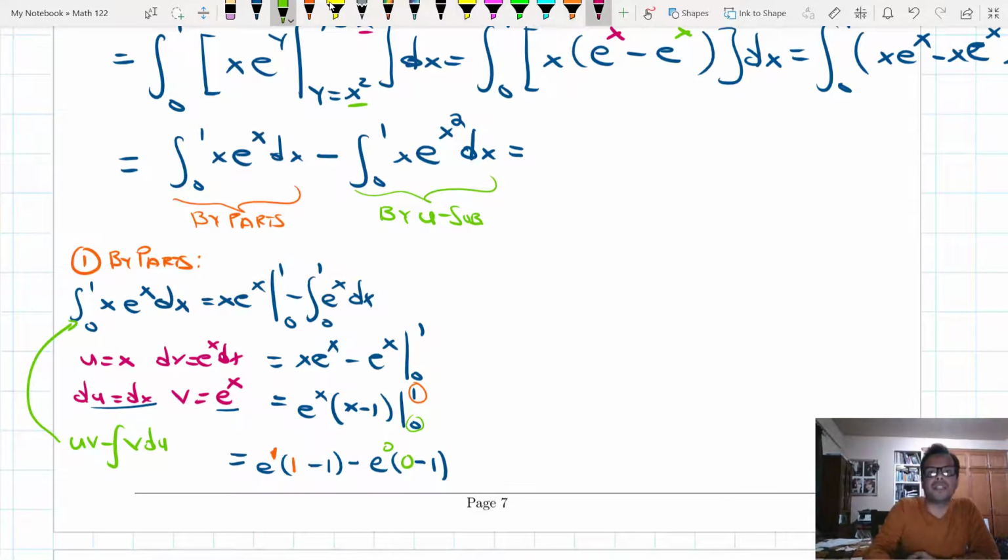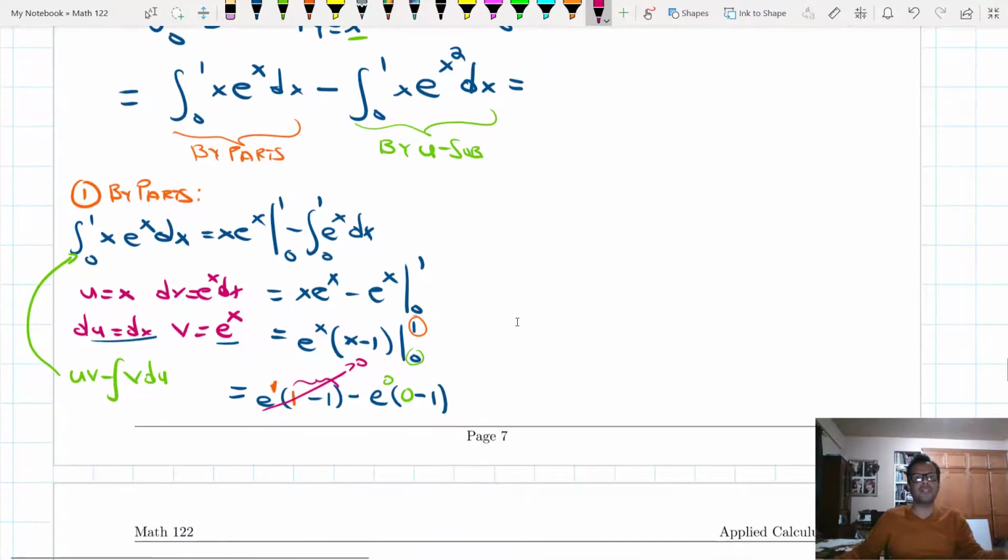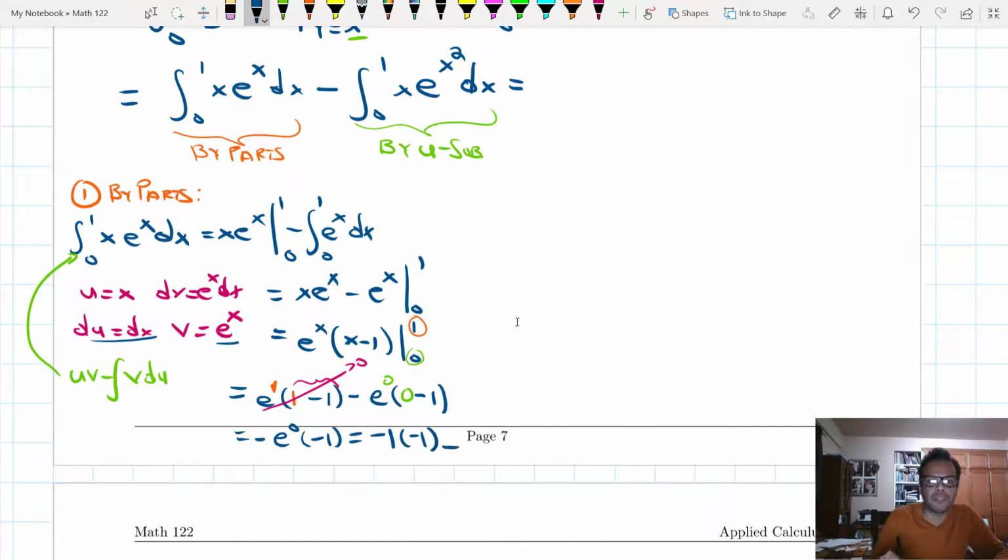Notice something interesting here. When you subtract 1 minus 1, this whole term is going to go to 0, because 1 minus 1 is 0. 0 times any quantity is going to give us what? 0. But we're going to be left with this negative e to the 0 times 0 minus 1, which is negative 1. But again, what is e to the 0? E to the 0 is 1, negative 1 times negative 1, which will give us a positive 1. Okay, so we may go back to the first integral that we did by parts and add a 1, right?